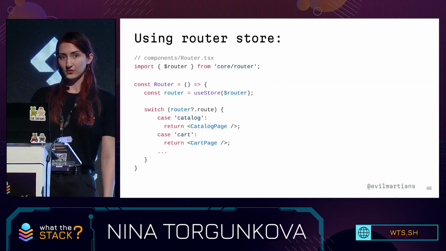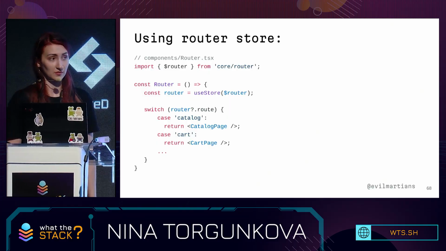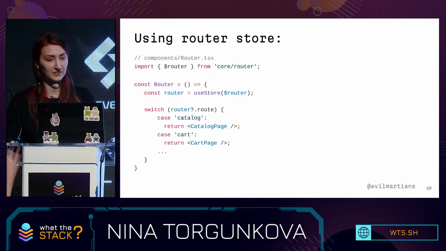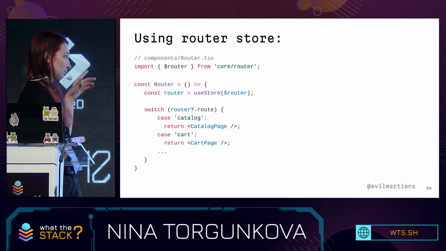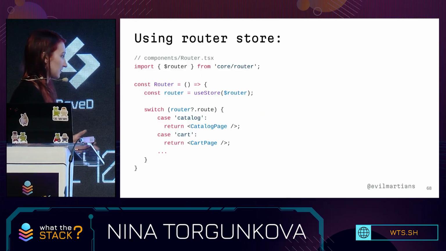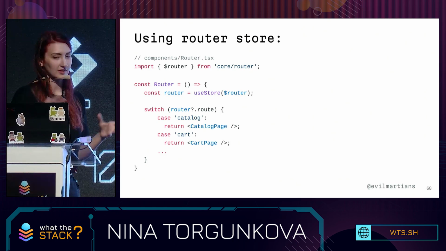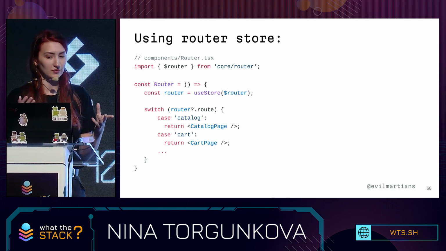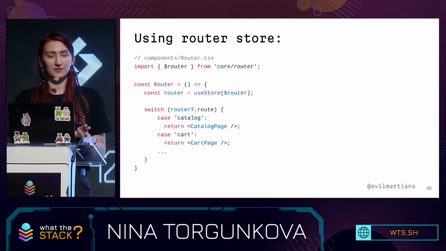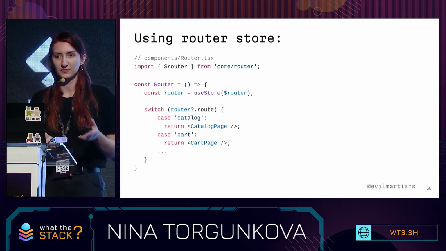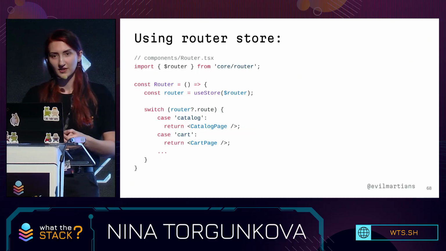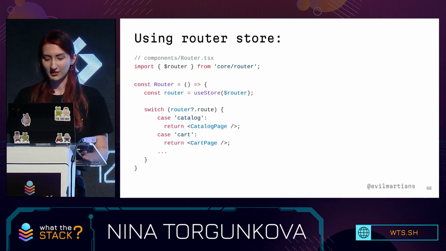Now we use router store. We create a new component router, which we place inside the main component of our application. Here we subscribe to router changes, and we also use switch case structure to render catalog page if our current router is catalog or card page. Our card page is built exactly the same as catalog with a small difference that it's connected with another store, not for catalogs, but for the card.